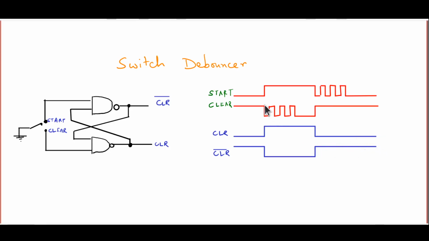So this bouncing that you had at your key level, that is apparent in the start and the clear values, has been avoided completely in the output CLR and CLR bar. So when you want to actually control a digital circuit using the start and clear signals, you don't apply them directly to your circuit. You apply them after you send them through the switch debouncer, which gets rid of the mechanical problem of a switch making and breaking contact several times.